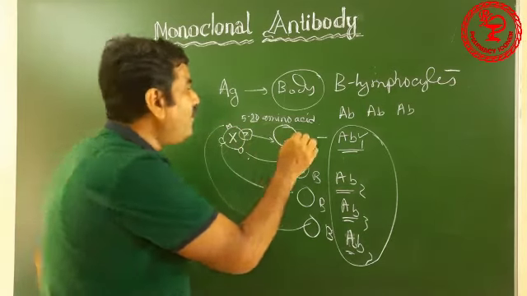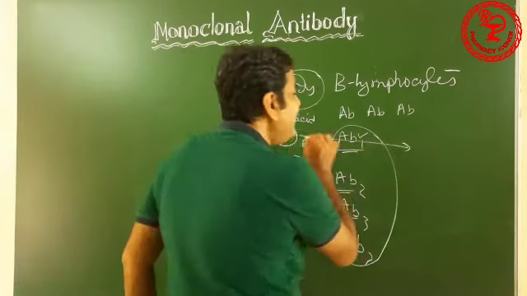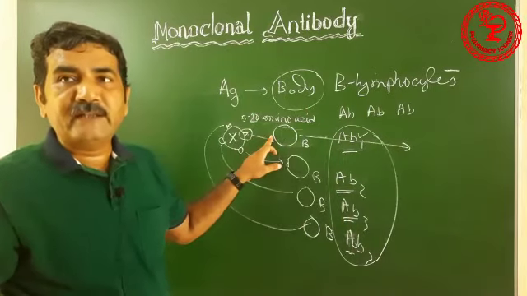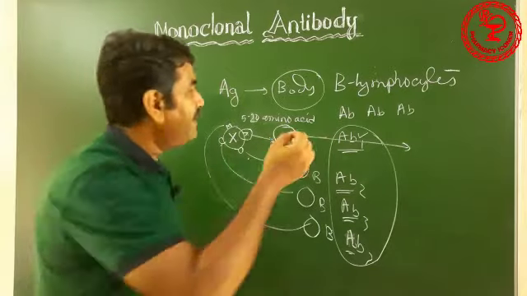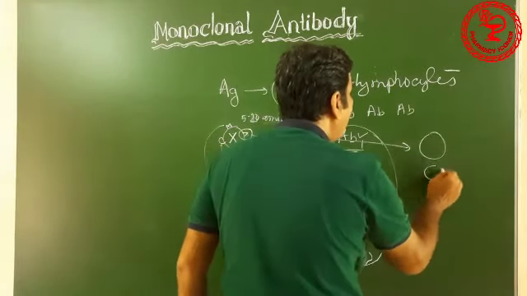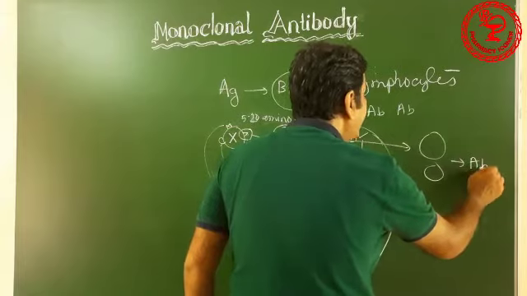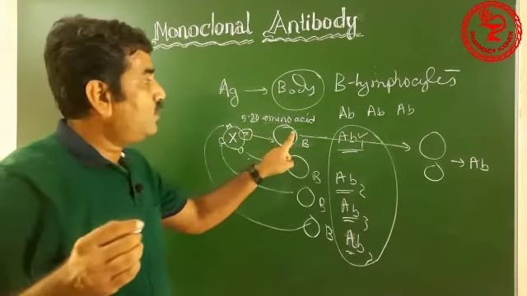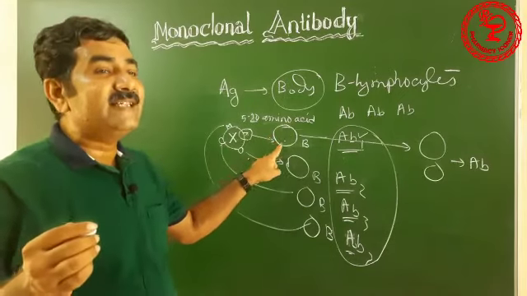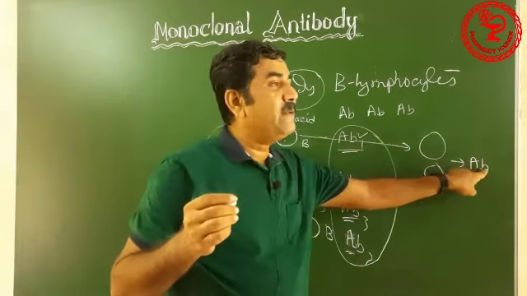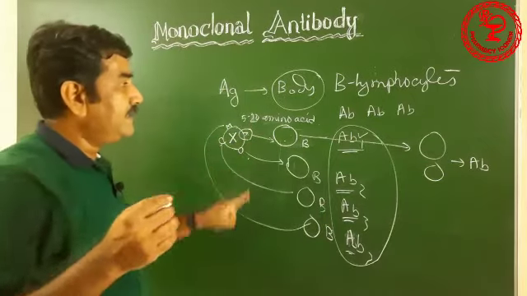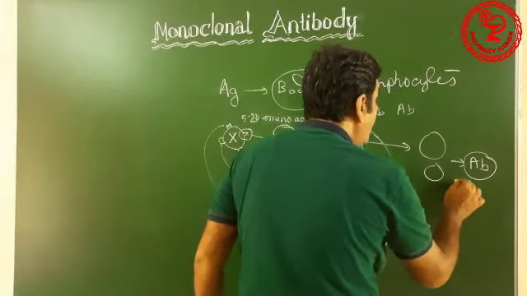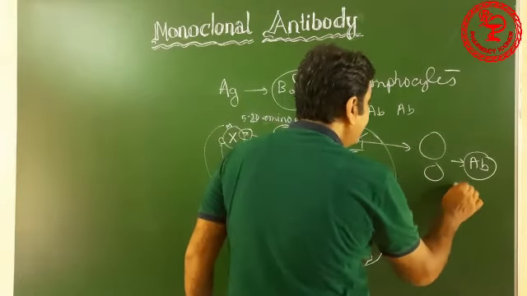Now if we cultivate this B lymphocyte outside our body, then what will happen? These cells will produce antibody which is specific to this one only. That is, the clones of these B cells will produce antibody specific to these cells. These antibodies, if cultivated outside our body, are called monoclonal antibodies.